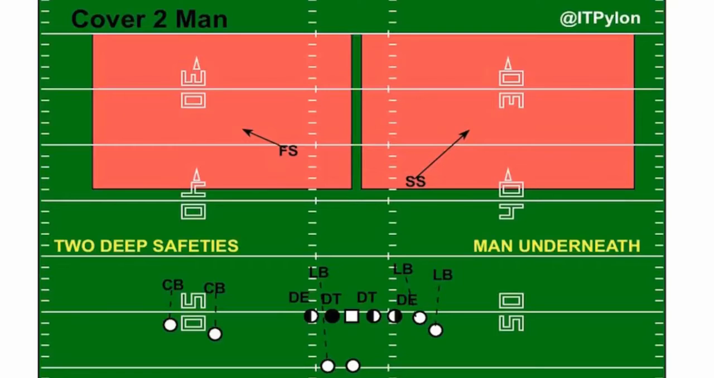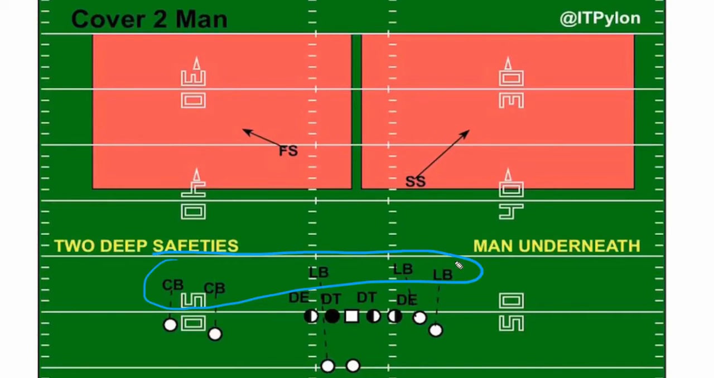Okay, now let's talk 2-man. So again, 2-man, cover 2. What does that mean? We should be locked in here now. 2 guys deep. Cover 2, 2 guys deep. They're playing zone back here, same as cover 2. They're same responsibilities. Now underneath, we got man. So now we can't bring 5. We have to play 5-on-5 underneath, 5 eligible receivers.